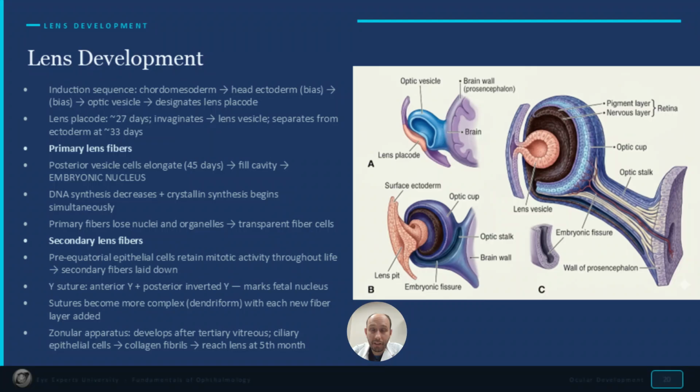As we remember, the lens forms from the lens placode of the surface ectoderm. Starts around the end of week 4, and then by around day 45, we form our embryonic nucleus. Now, the lens retains its stem cells that are preequatorial, and they continue to divide over time. So when you look at a lens, you will see the Y and inverted Y sutures. That's the embryonic nucleus. That's why they're called embryonic sutures. And then all the layers after it, like an onion, are formed over time as we age.